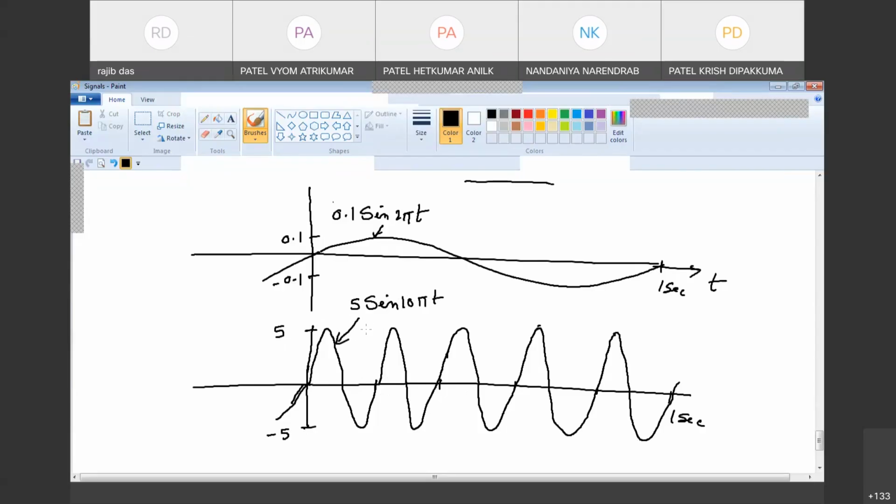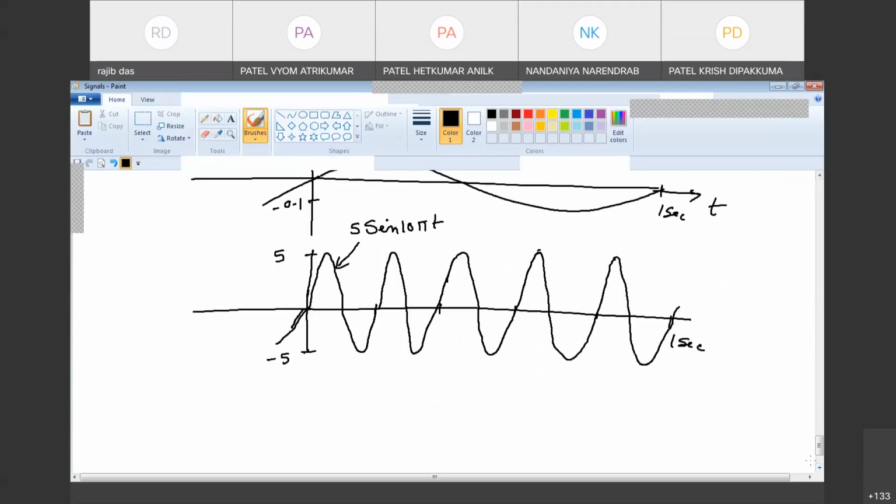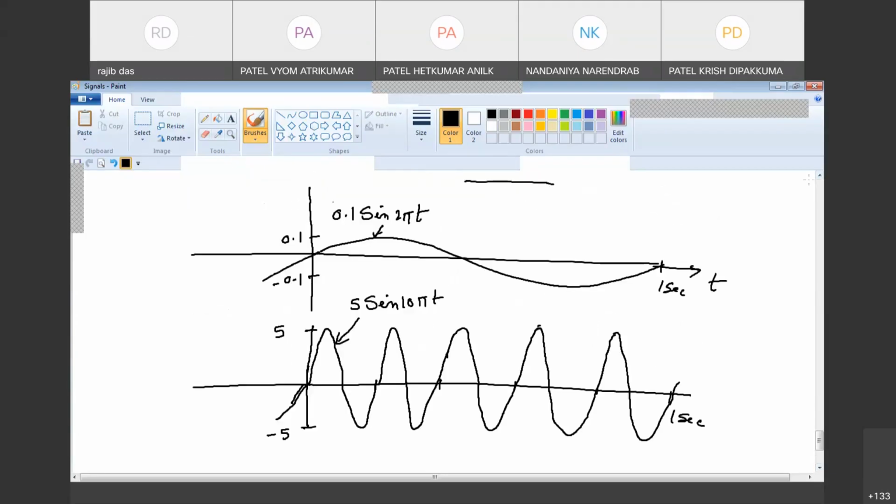Now, if you are going to add these two, what will you get? Can you guess, anybody? Anybody can make any comment? Am I audible? Yes, sir. So can you guess what could be the shape if we add these two signals together?